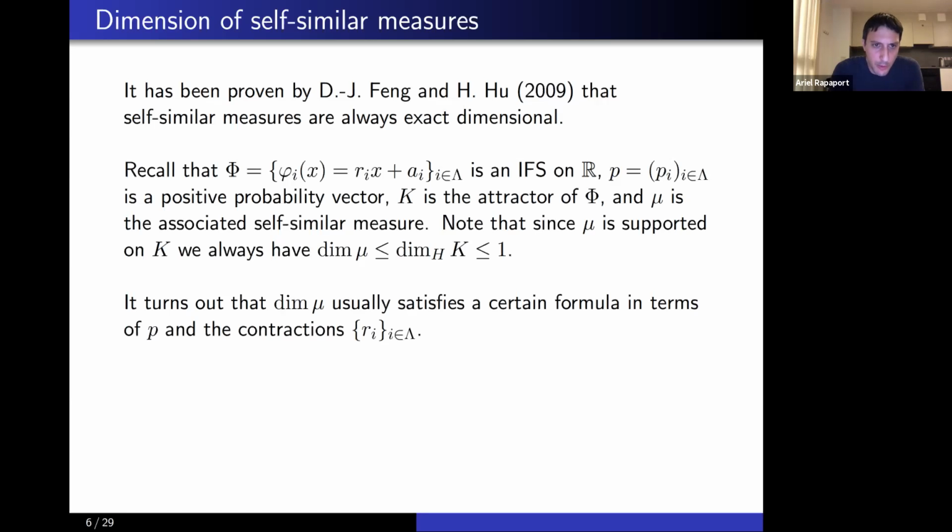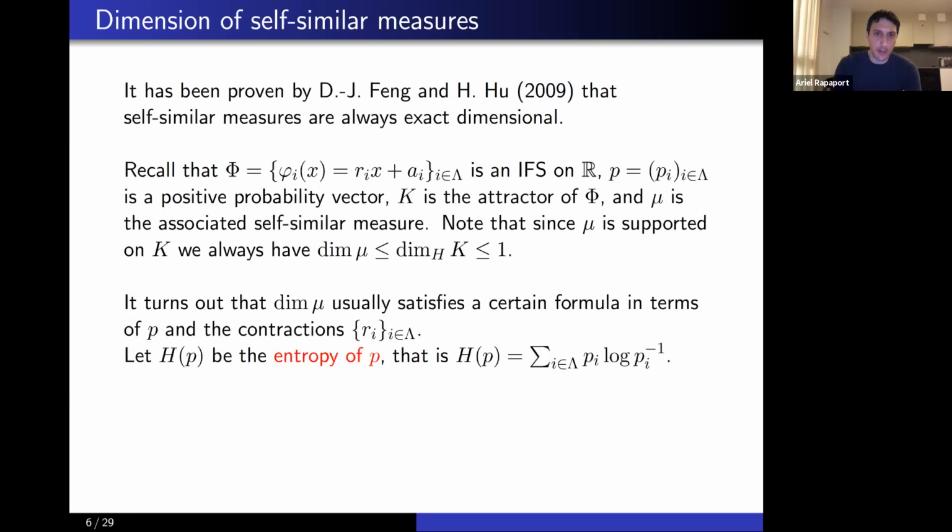So I'll continue. It turns out that the dimension of mu usually satisfies a certain formula in terms of P and the Ri. Soon I will be more precise regarding what I mean by usually. So I now define this formula. For this, let H(P) denote the entropy of the probability vector P, which is defined by this well-known formula for entropy of a probability vector.